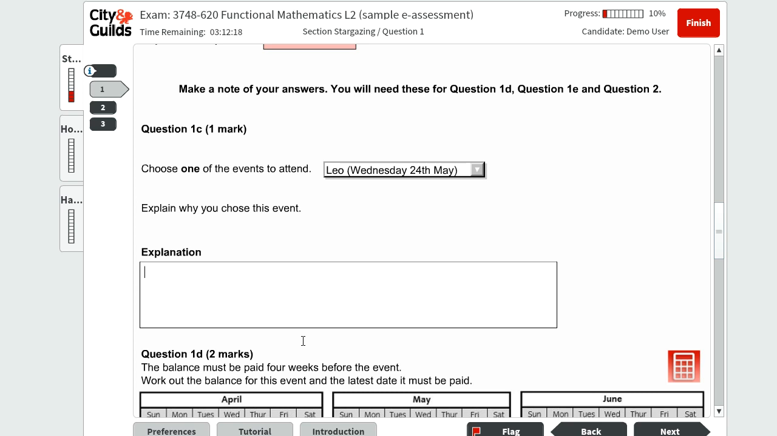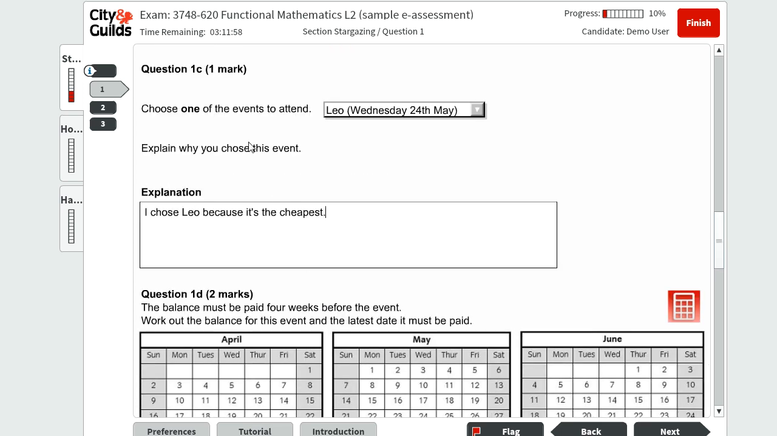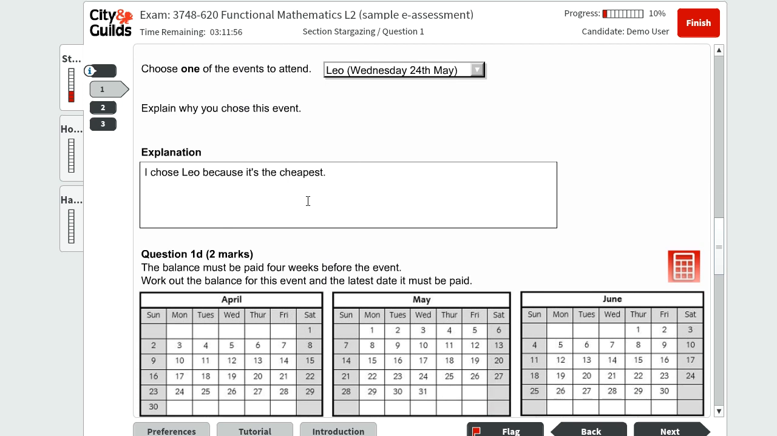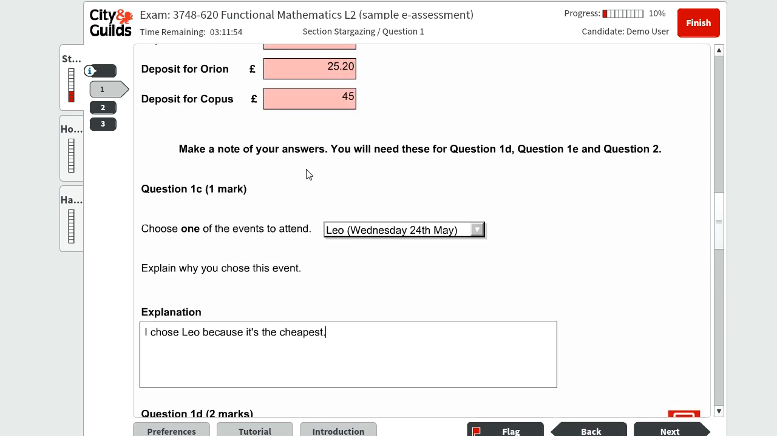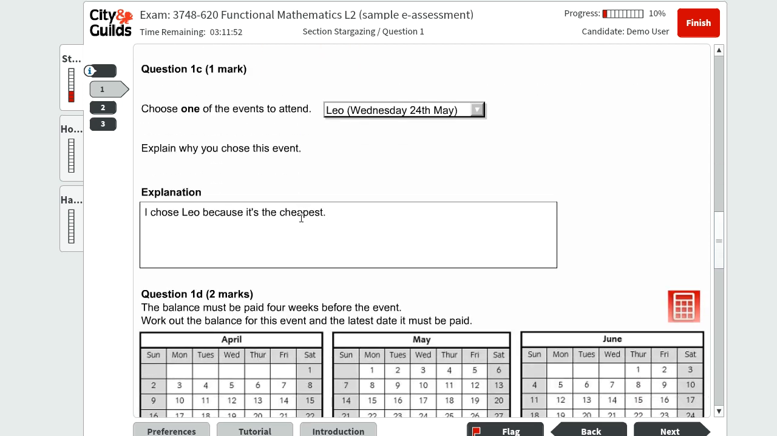So, I chose Leo because it's the cheapest. Okay, so this is 1 mark, very easy. You will have to refer to your answers to make a decision.